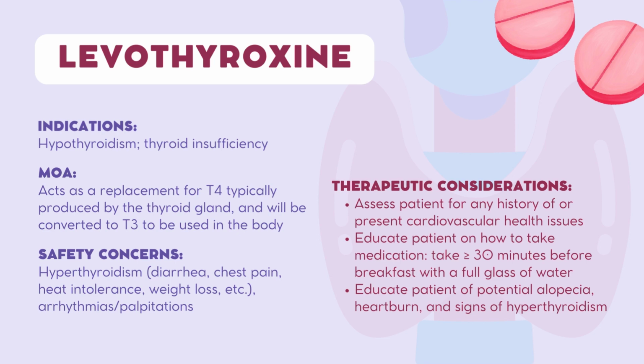The mode of action of levothyroxine is that it acts as a replacement for T4, typically produced by the thyroid gland, and will be converted to T3, which will then convert to iodine. There are some safety considerations when using this medication. We want to look out for hyperthyroidism, which can cause diarrhea, chest pain, heat intolerance, weight loss, etc. And we also want to look out for arrhythmias and palpitations.